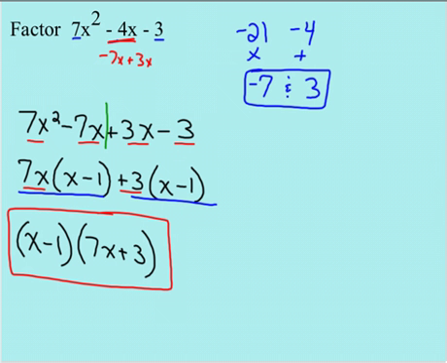And again, you can check it by taking the x times 7x, the x times 3, the negative 1 times 7x, and the negative 1 times 3. Combine like terms, and you should get 7x squared minus 4x minus 3. And that is what you get, so that is the final factored form.